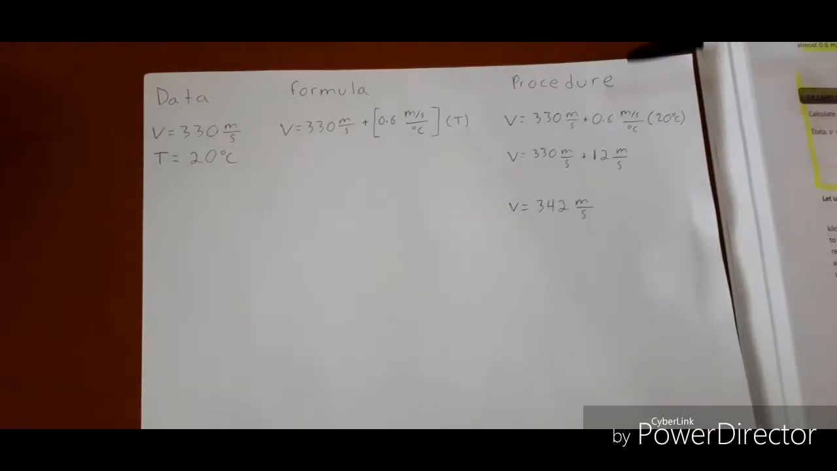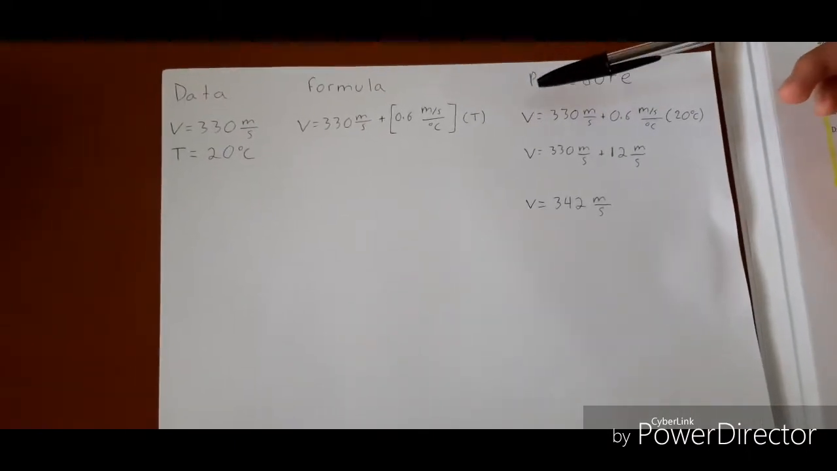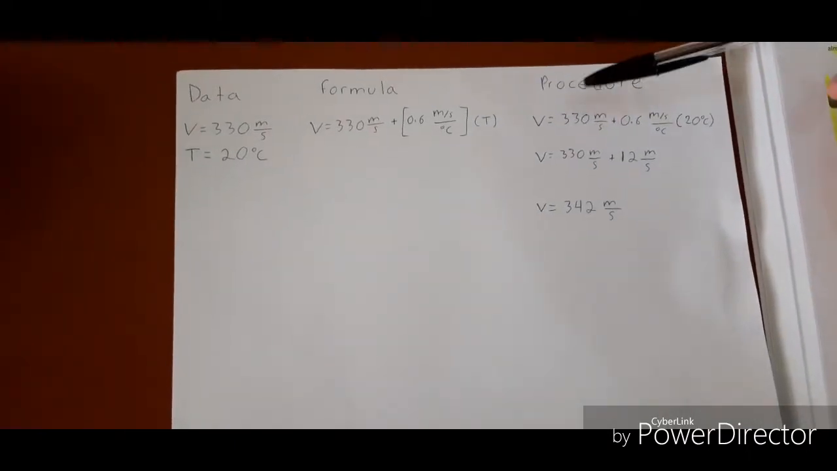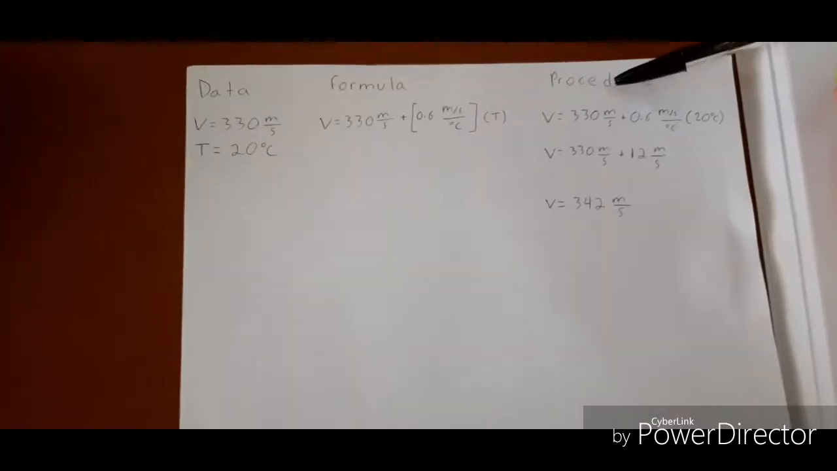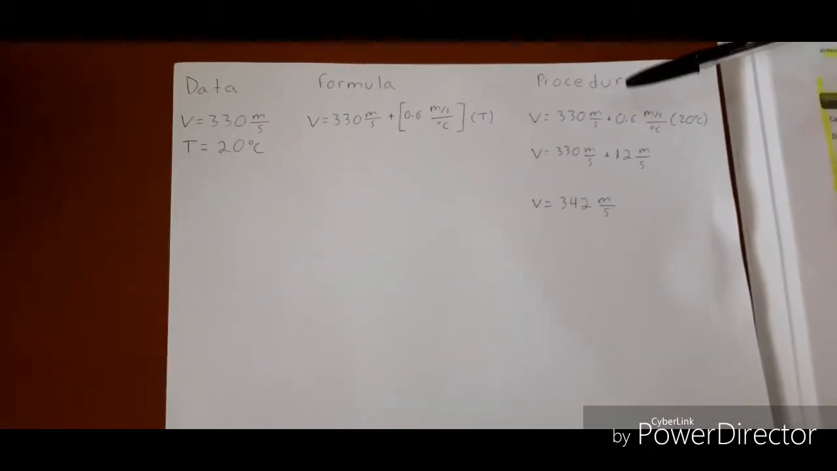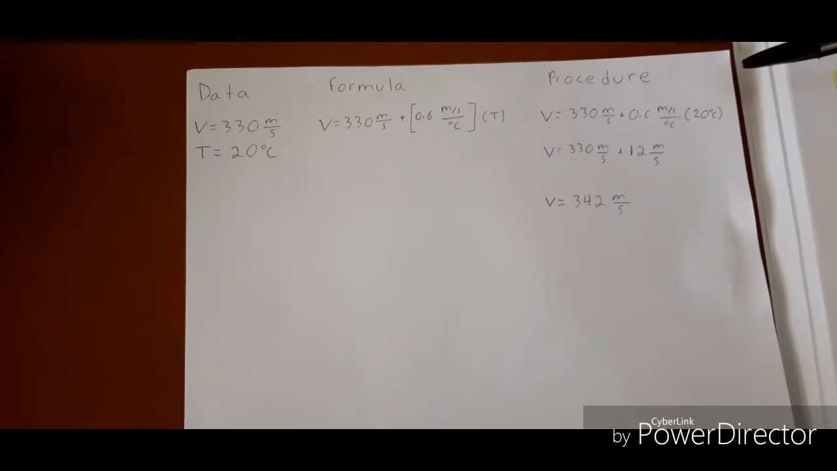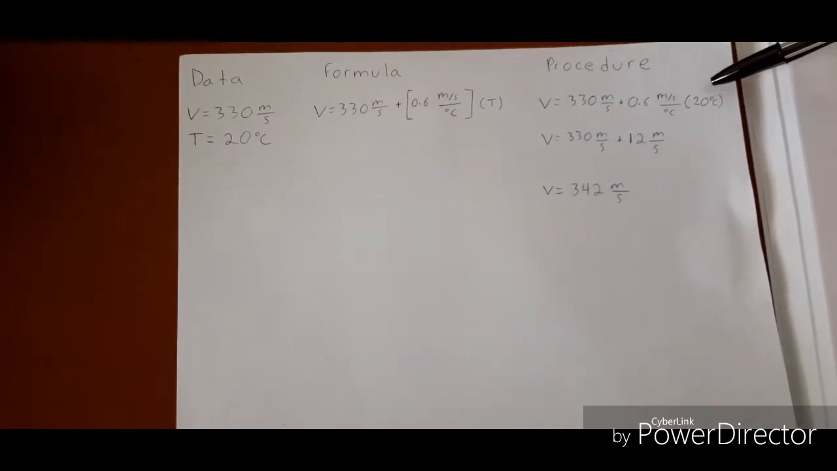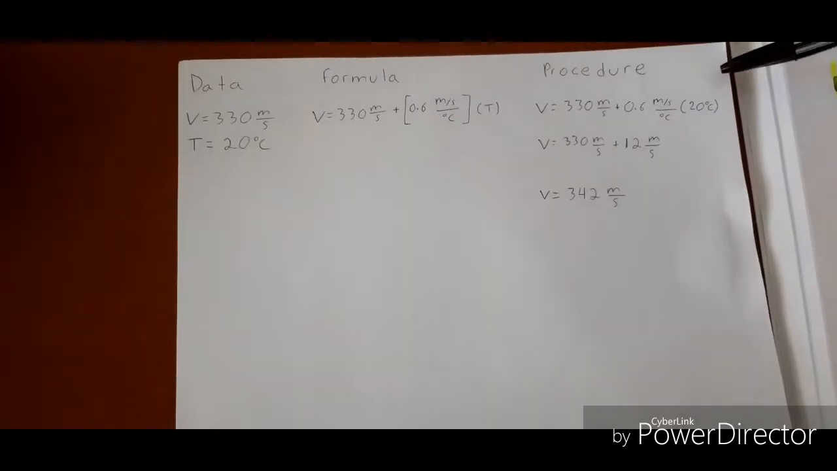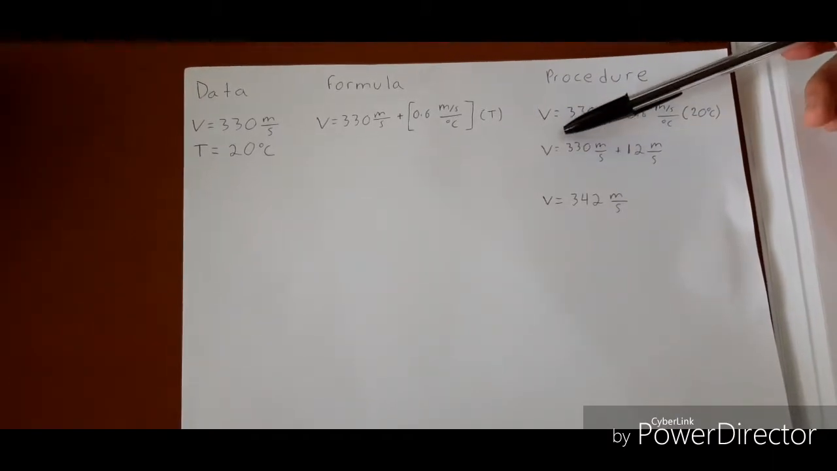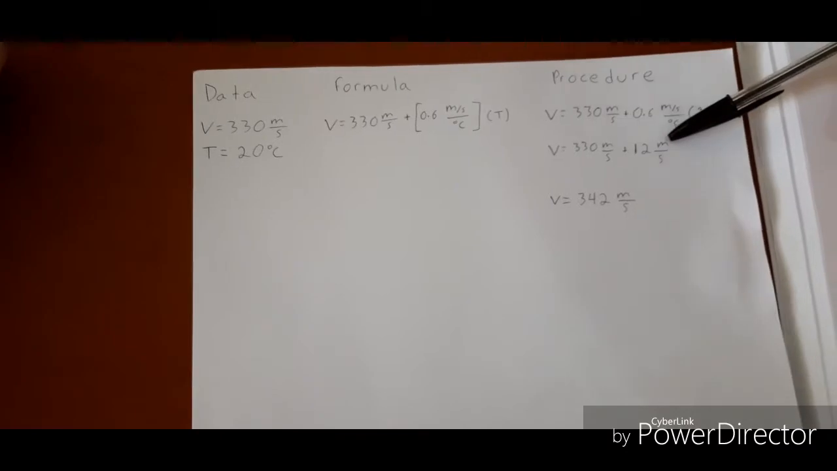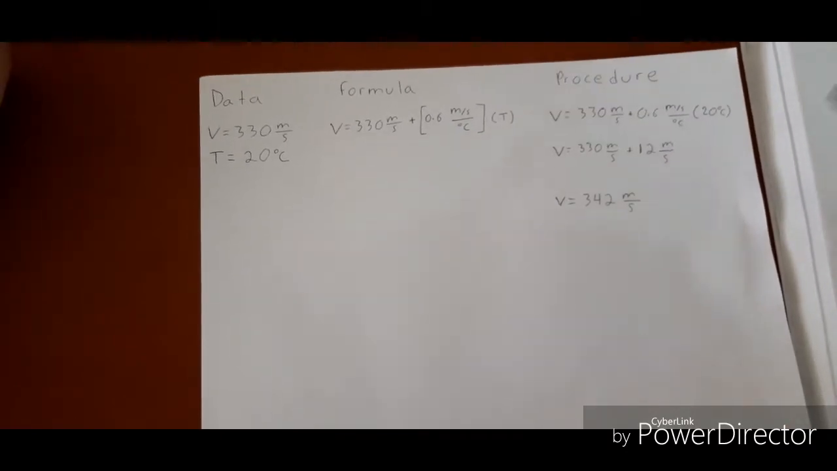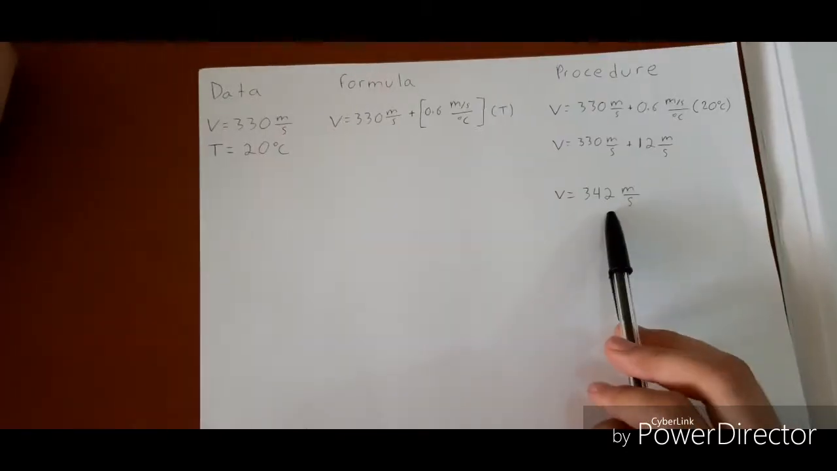Then we substitute the data in the formula, and we have 330 meters per second plus 0.6 times the temperature, that is 20 Celsius degrees. That is 330 meters per second plus 12 meters per second, and the result is 342 meters per second.